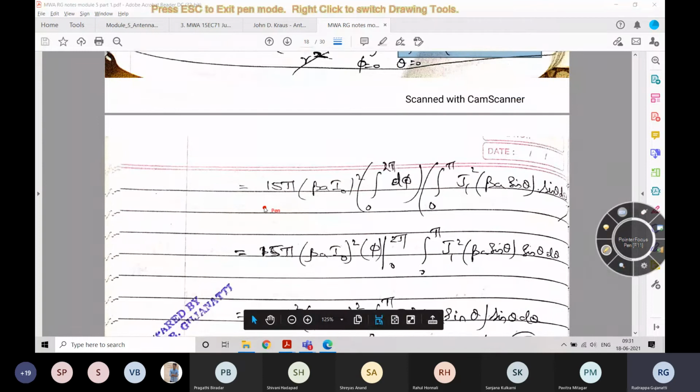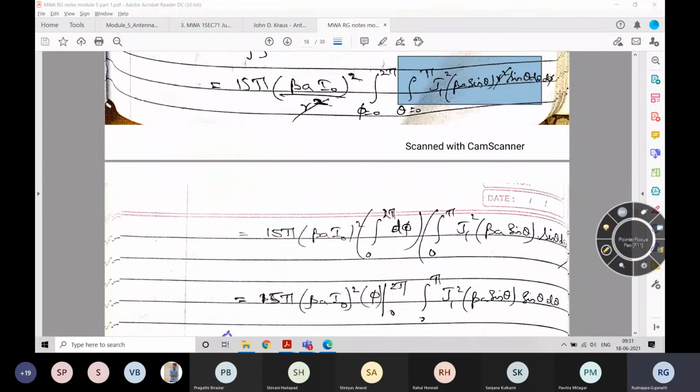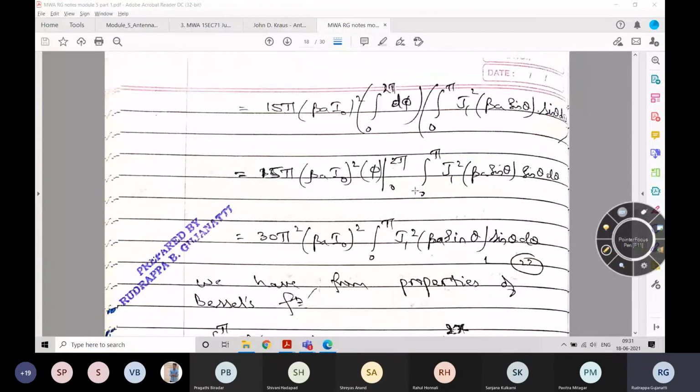So in the end, what we have is 15 pi beta A into I naught, its square, over r square, and r square gets cancelled. So that r square term is gone. Integration of d phi with the limits of 0 to 2 pi, and integration of J1 square of beta A sine theta d theta, the whole square it is.